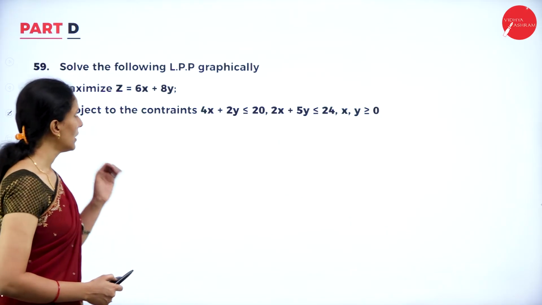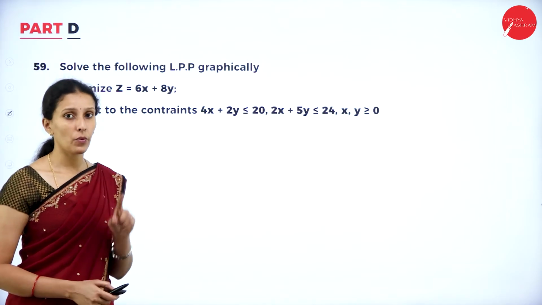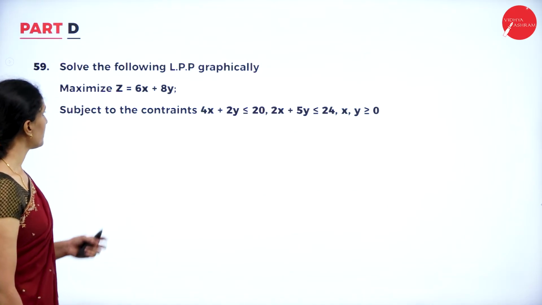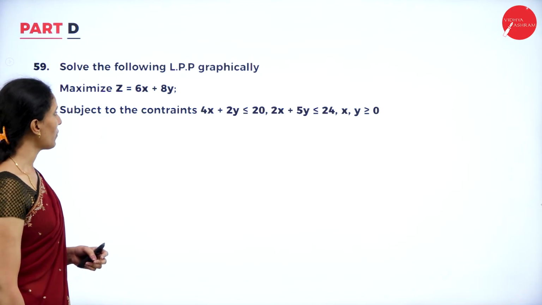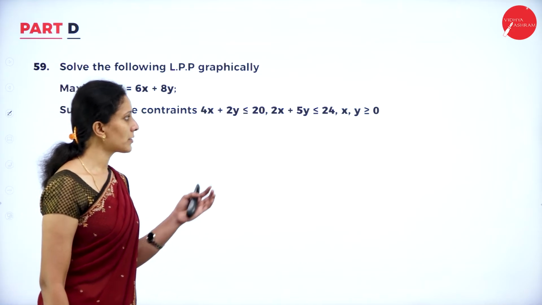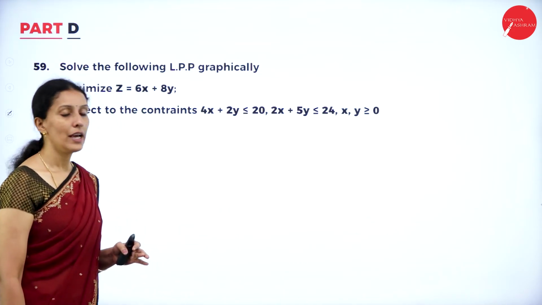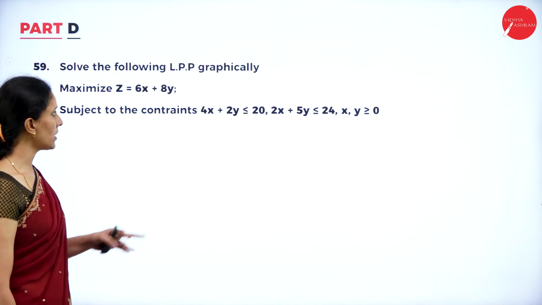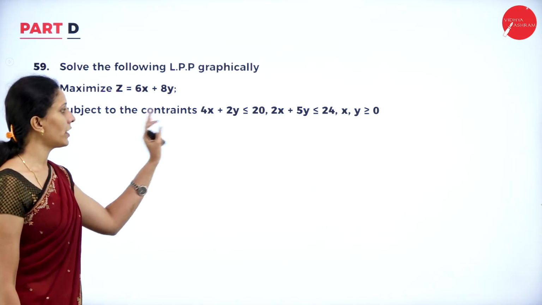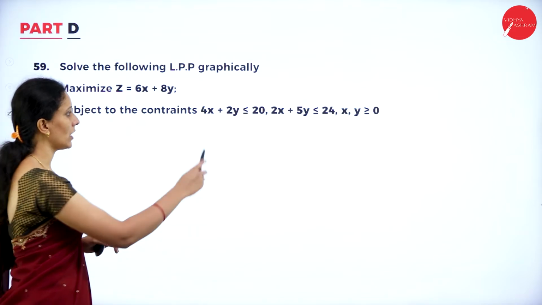Next we have the linear programming problems. So the question paper will have 1 LPP for 5 marks. Now here, maximize 6x plus 8y subject to constraint 4x plus 2y less than or equal to 20, 2x plus 5y less than or equal to 25, x comma y greater than or equal to 0. So the objective function is given. We need to find out the solutions for these two linear inequalities.